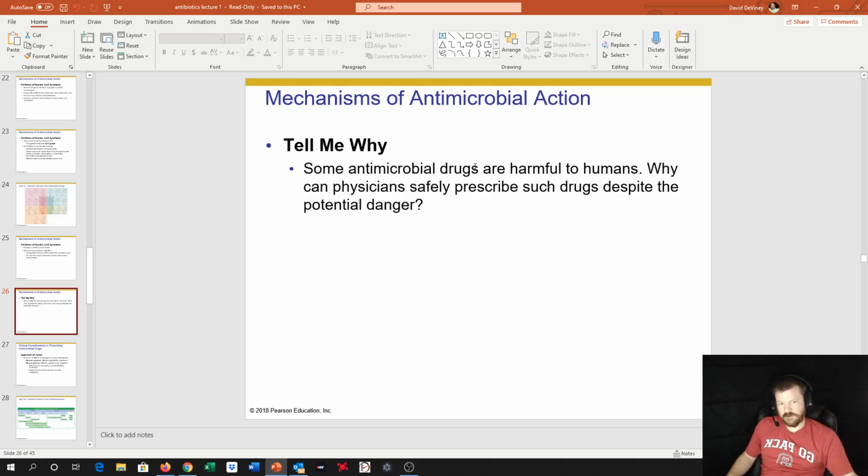So here's a question. Some antimicrobial drugs are harmful to humans, so why can physicians safely prescribe such drugs despite potential danger? And this goes back to one thing that I constantly preach, is that the dose defines the toxin. So anything in a high enough dosage is problematic, right? So too much water is a problem, but water in the correct dosage is good and needed, really. So even though certain drugs are harmful to humans, if you take them correctly in the correct dosage, then they're not. And again, that's with anything, right?